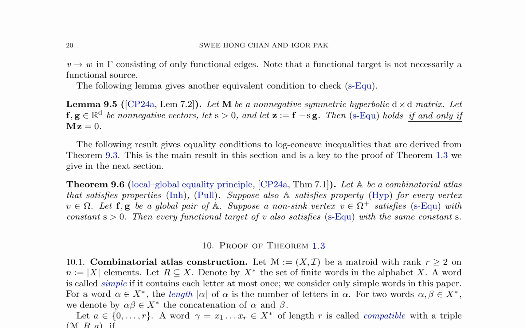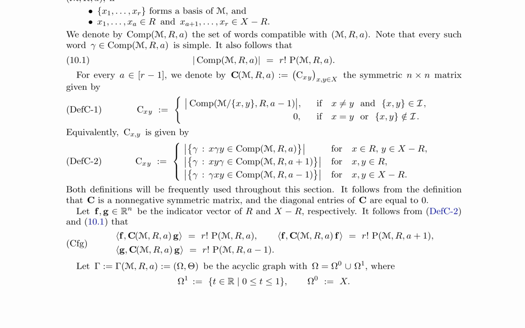The authors also define the graph gamma, M, R, A, equals, omega, theta, where omega equals omega 0 union omega 1. Here, omega 0 equals X and omega 1 equals, t element of R, 0 is less than or equal to t is less than or equal to 1. This graph plays a key role in the analysis of the combinatorial atlas A and its properties.